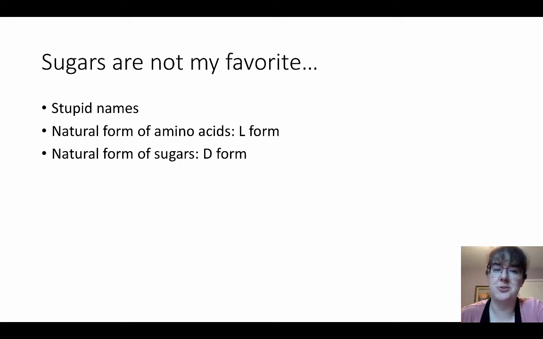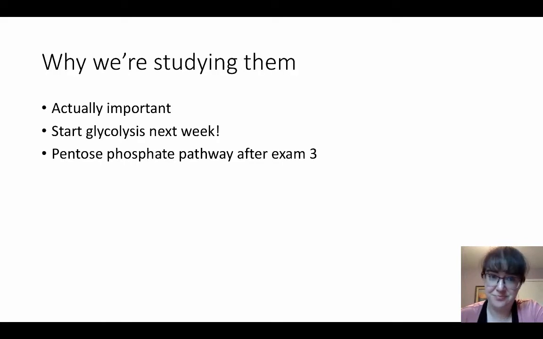So just so you know, sugars are not my favorite. I always thought they had really dumb names. Also, the natural form of amino acids is the L form. The natural form of sugars is the D form. So for some reason, I was like, amino acids are amazing and sugars are not. But we're going to get through this together.